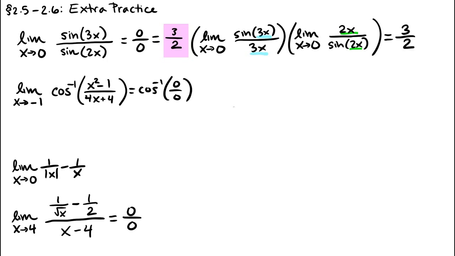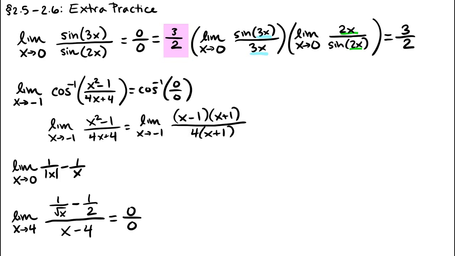For the arc cosine problem, the thing inside the arc cosine has an indeterminate form. So we're going to have to figure out what the limit of that inside thing is first. Since we get 0 over 0, it's a good idea to try factoring. Now on the top and bottom, an x plus 1 cancels out, and we're just left with x minus 1 over 4, and then substitution gives negative 2 divided by 4, also known as minus 1 half.